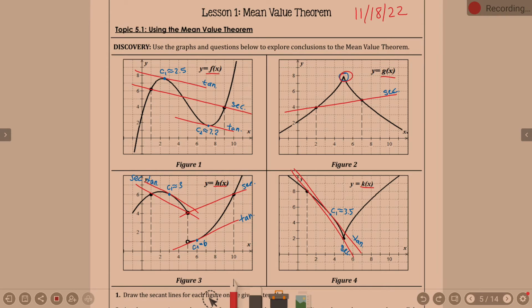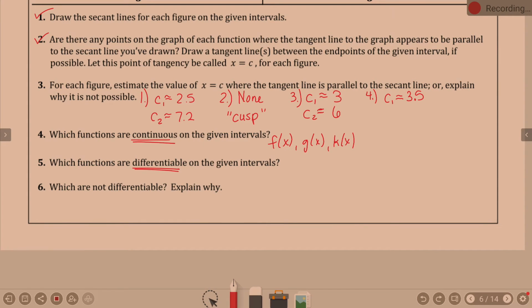Yes? On h of x, it's broken up into two different. But we're looking at the whole big interval. Okay. Does that make sense? Yeah. I'm just looking at the whole big interval. So differentiable was f of x and k of x.